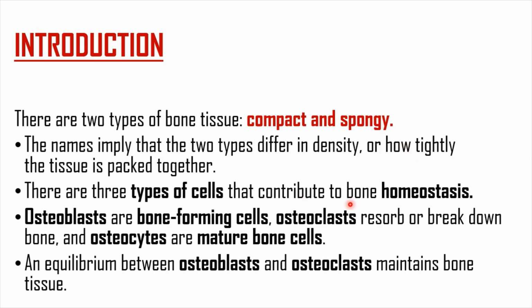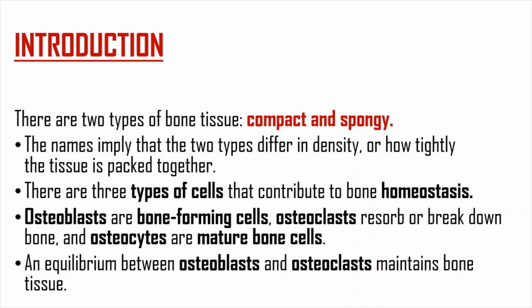There are three types of cells that contribute to the well-being of normal bone, which is bone homeostasis. The osteoblasts are bone-forming cells, and there are osteoclasts, which resorb or break down bone, and osteocytes, which are mature bone cells. When your osteoblasts are embedded in bone matrix and become mature, they are known as your osteocytes. Now, an equilibrium between your osteoblasts and osteocytes maintains bone tissue.